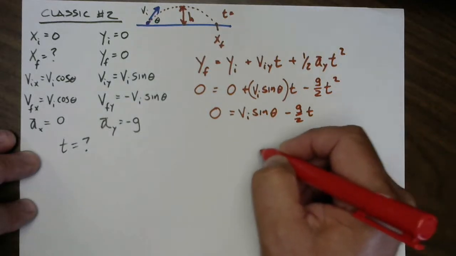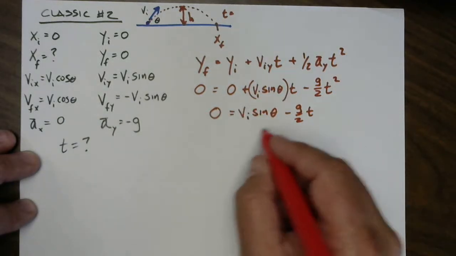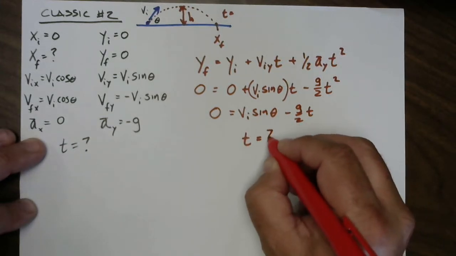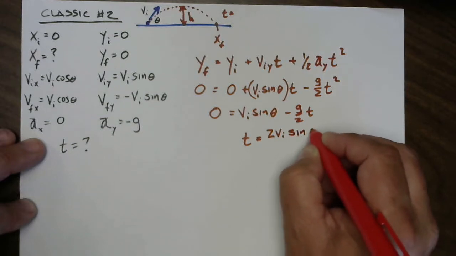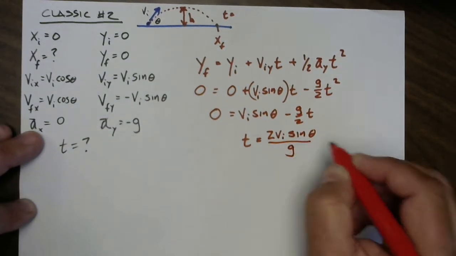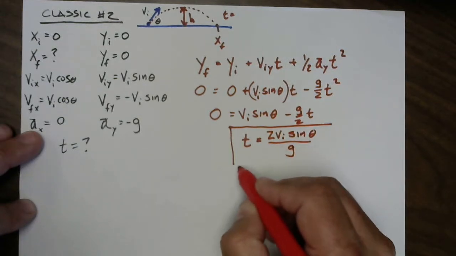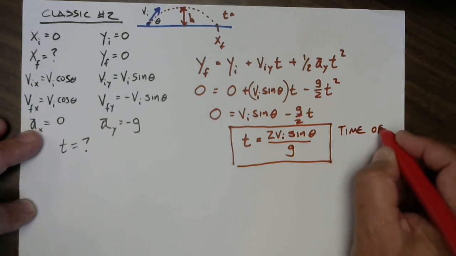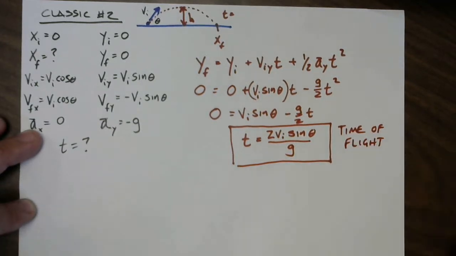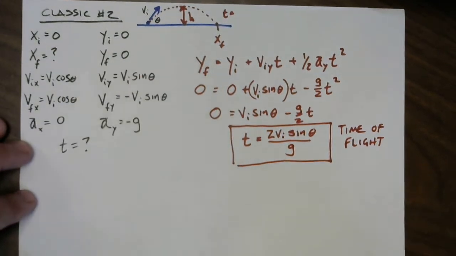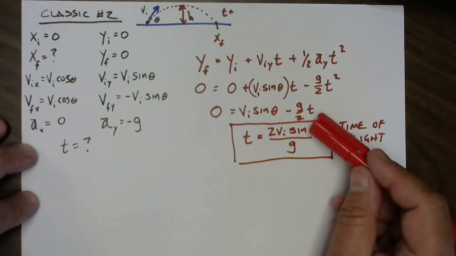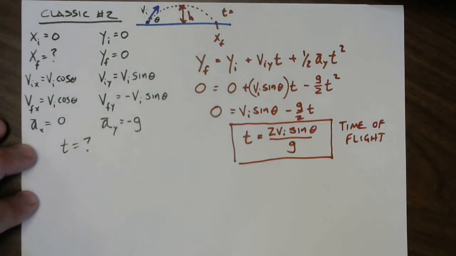And when you solve that by bringing this over to the other side and then multiplying by 2 over g, you wind up with t equals 2 vi sine theta over g. And this formula is always true. This is the time of flight. So if you knew that you had a classic number 2 problem, you could just jump to this equation and put these things in there, vi, sine of theta, and g, and you would know how long this thing was in the air. Isn't that cool?